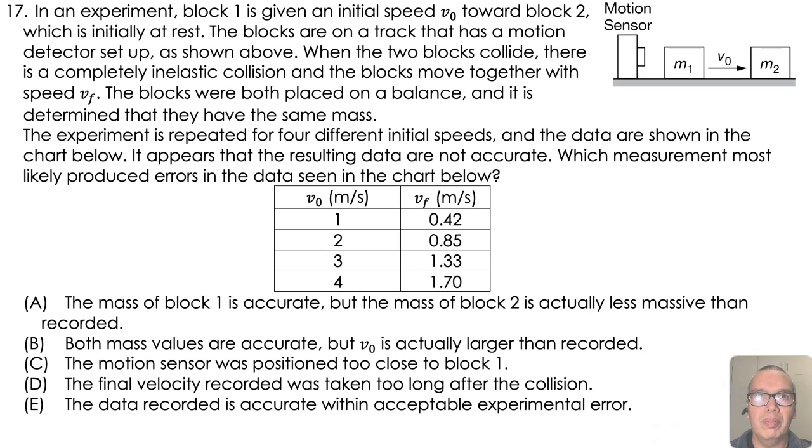The blocks were both placed on a balance, and it is determined that they have the same mass. The experiment is repeated for 4 different initial speeds, and the data are shown in the chart below. It appears that the resulting data are not accurate. Which measurement most likely produced error in the data seen in the chart below?